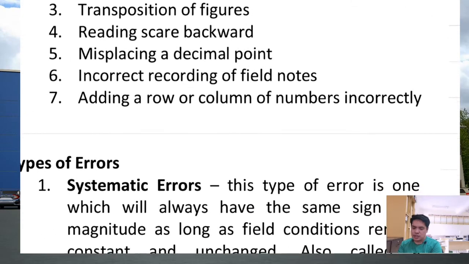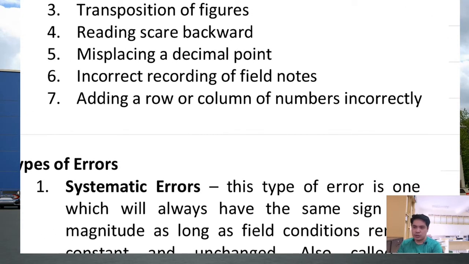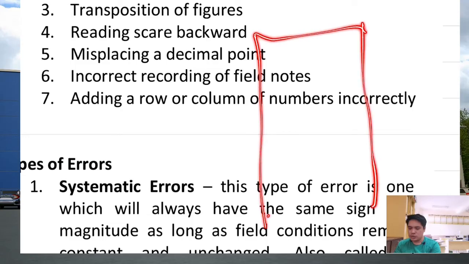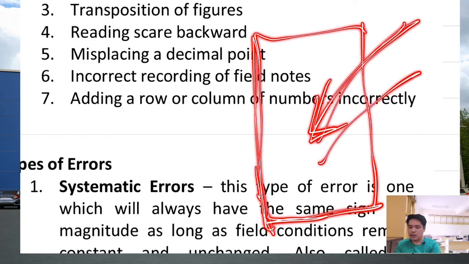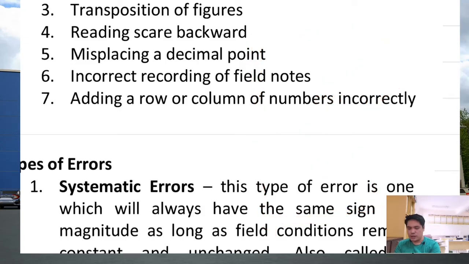Then, number 6, incorrect recording of field notes. So, yung field note, that would be it's like the notebook used by surveyors. That's just a small note niya. Doon mo ilalagay lahat ng entries or data that you got from your surveying activity. So, if mali yung na-record mo sa field notes, then that would be a cause of mistake.